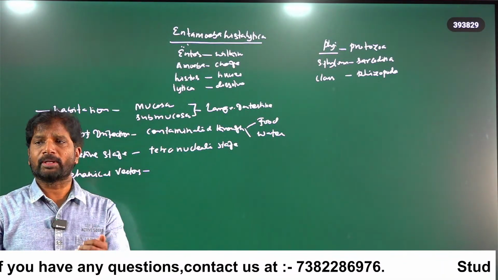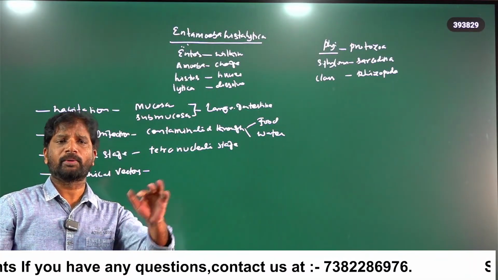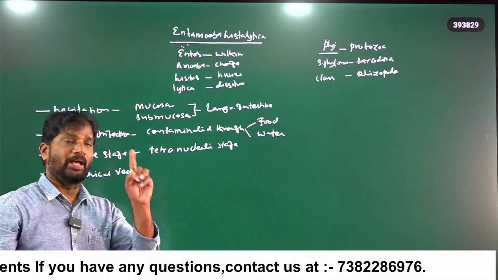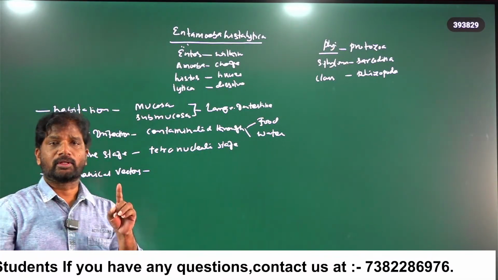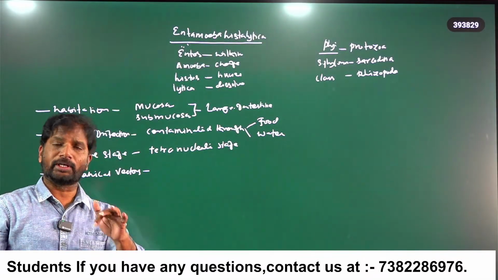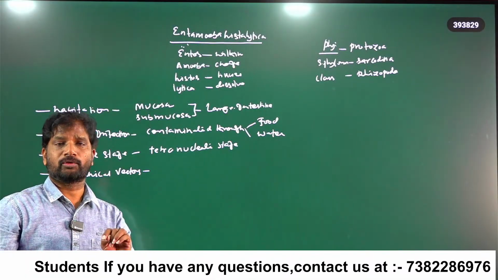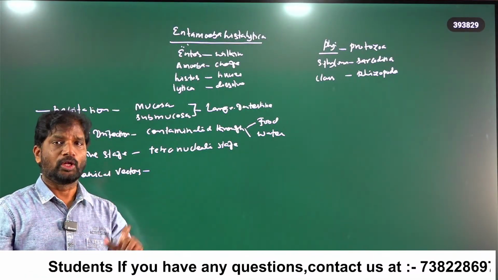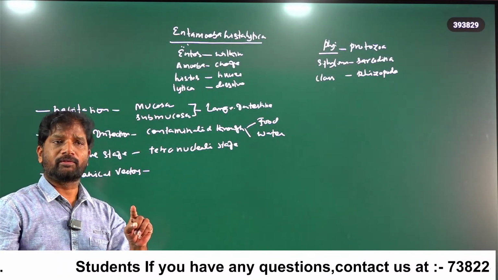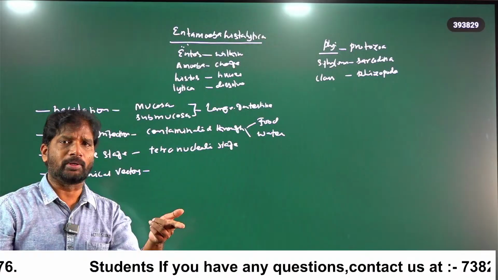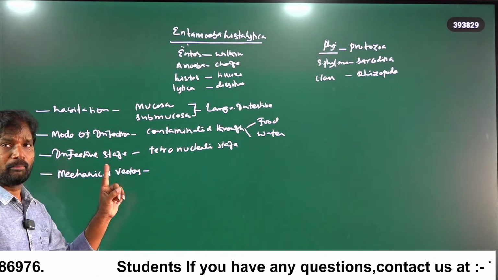Why is it a mechanical vector? Because this parasite is only transmitted from one person to another. The parasite does not develop in these vectors. For example, Plasmodium develops inside the female Anopheles mosquito. That's why the female Anopheles mosquito is a biological vector. But here this parasite Entamoeba histolytica is transmitted from one person to another by a mechanical vector.